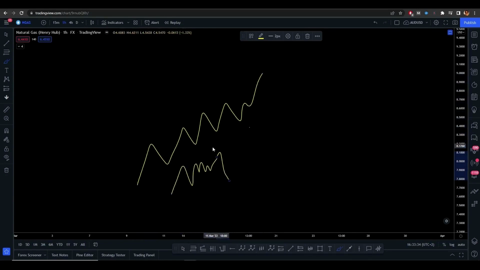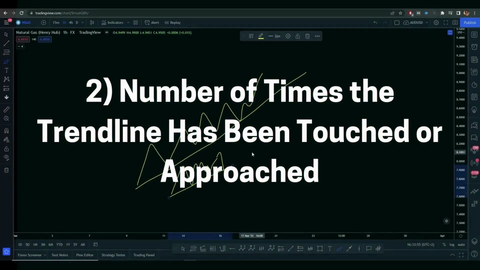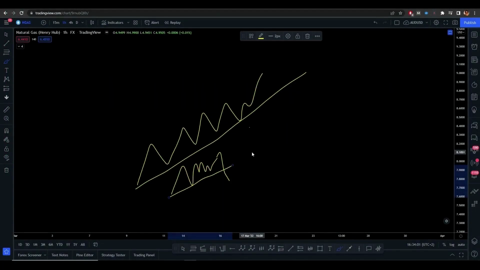A trend that extends for a year is more significant than a trend that goes for 1 week. Big trends result in big signals. Small trends, small ones. Number 2 is the number of times the trend line has been touched or approached. This determines its significance. The higher the number, the more significant it is.